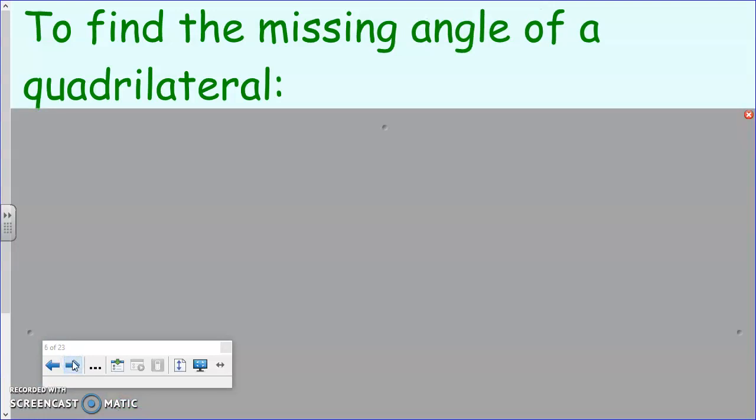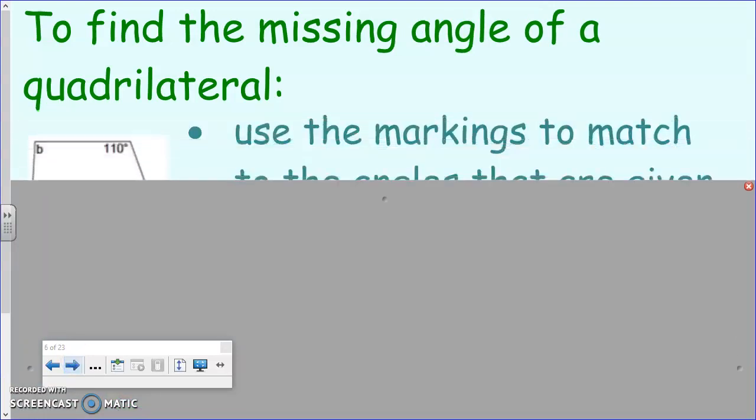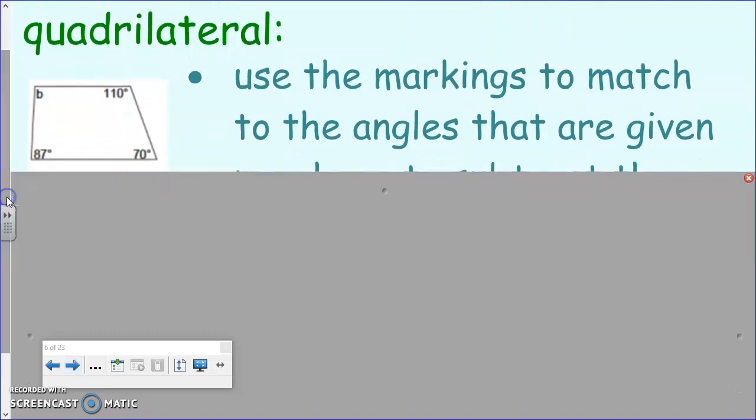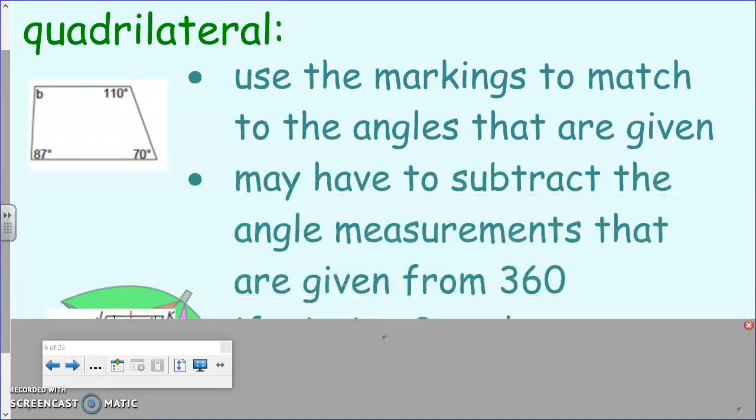Now, when I move on to find the missing angle of a quadrilateral, there are a couple things that could happen. The first thing is we're going to use any markings that they give us to match the angles that are given. So we might not actually even have to do any calculations. If we are not given angle markings, then we are going to subtract any angle measurements that are given from 360.